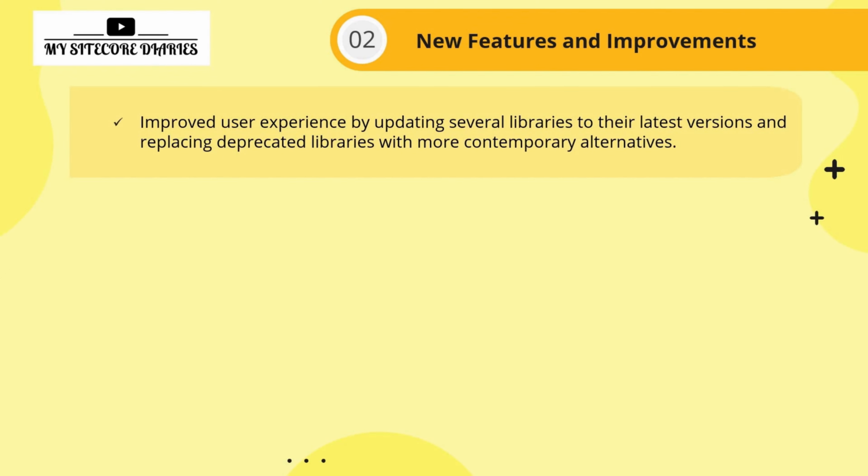Then there is an improved user experience by updating several libraries to their latest versions and replacing deprecated libraries with more contemporary alternatives. So in Sitecore, the referenced libraries are updated to the latest versions, and deprecated libraries, which are no longer in use or maybe not available, are replaced by more contemporary alternatives. This is also a good improvement, which you cannot see visually, but technically it is a good thing done in Sitecore.